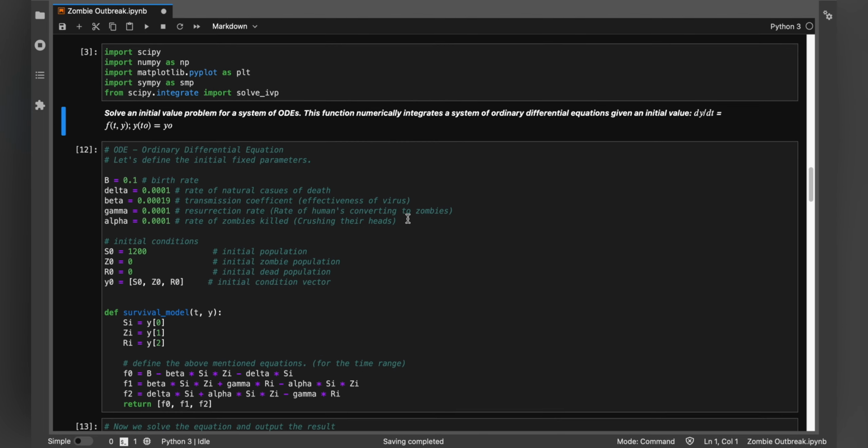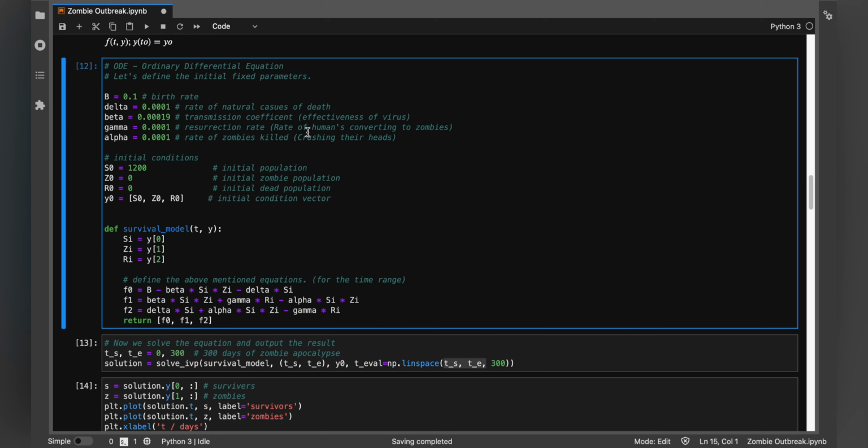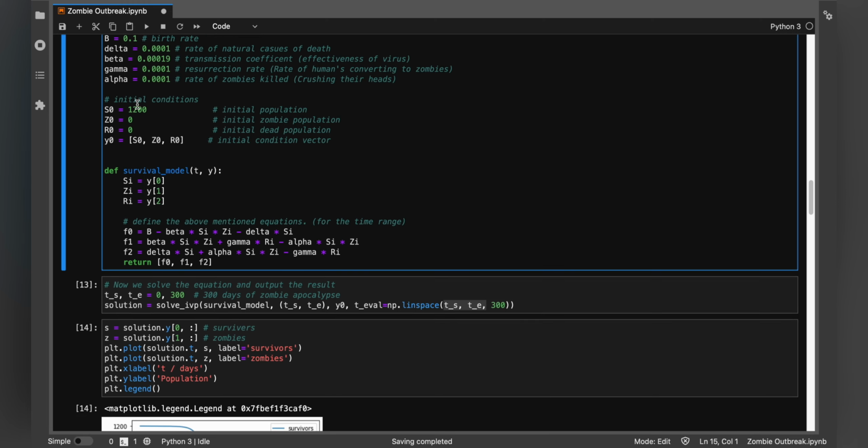So after importing this, we are going to define the parameters: birth rate is 0.1, delta is 0.01, which is the rate of cause of natural death, beta is the transmission coefficient, the effectiveness of the virus, gamma is the rate of humans converting to zombies, and alpha is the rate of crushing their heads or killing of zombies, okay? In the initial condition we have defined that the initial population was 1200. There is no population of zombies at the time of outbreak, that is at t equals 0, and no deaths. And we have denoted the y0 vector, which is the initial condition vector.